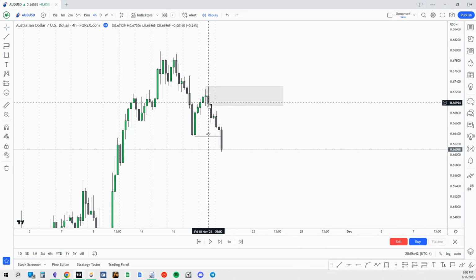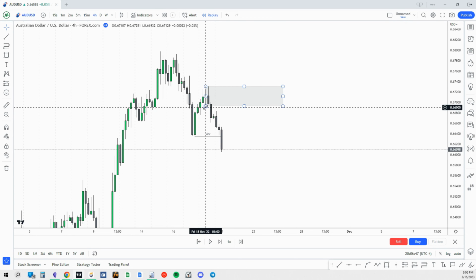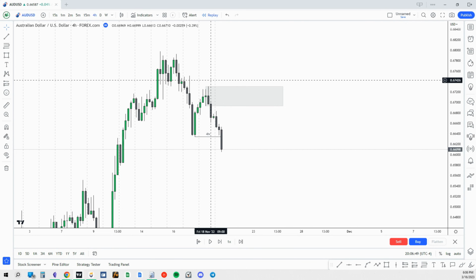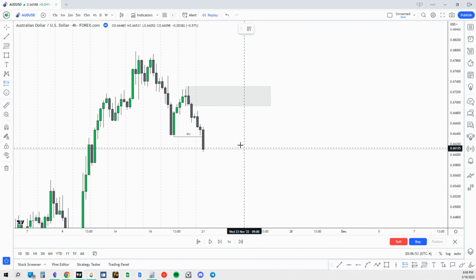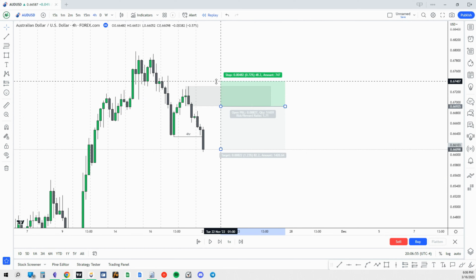And so since this wick trades a little bit higher, I'm including that wick. So it's from the bottom of this candle to the high of this candle that is our supply zone in this scenario. So if you were following the method, you'd likely have a pending order set here.